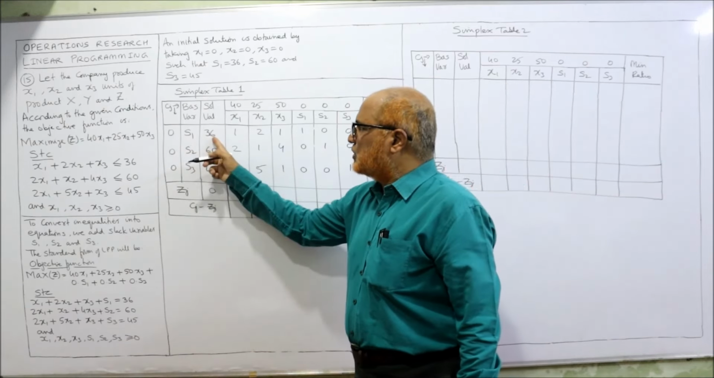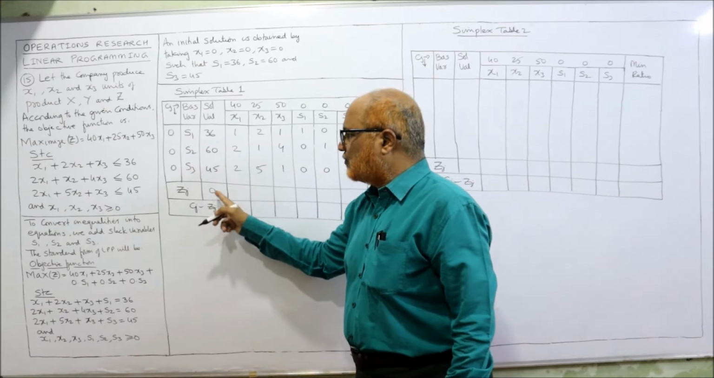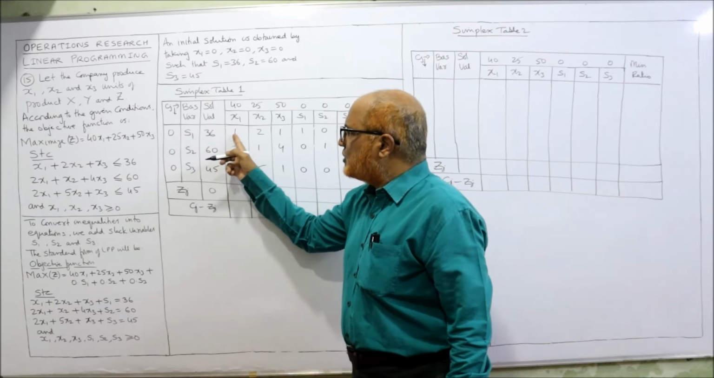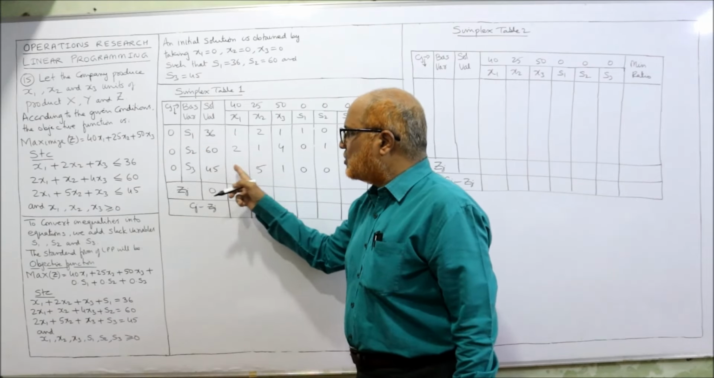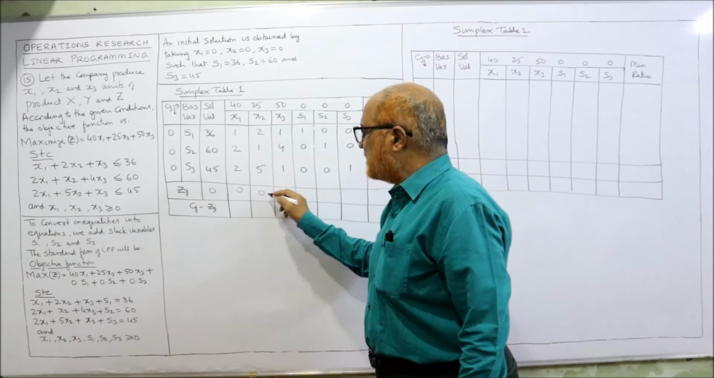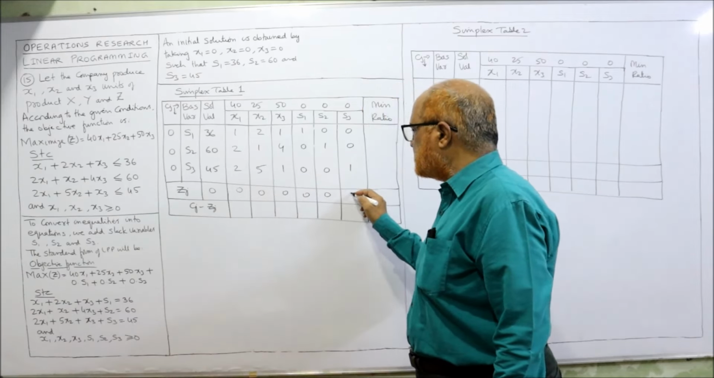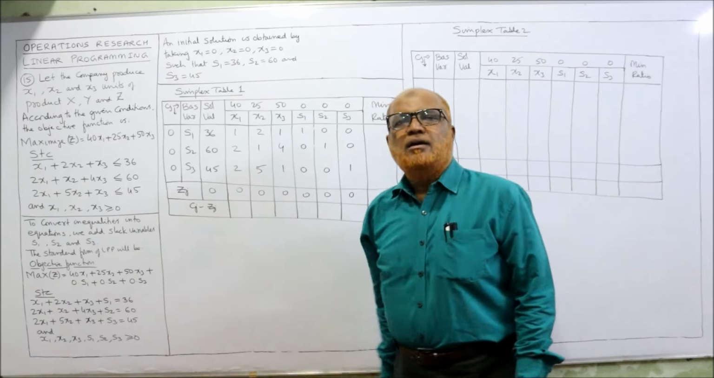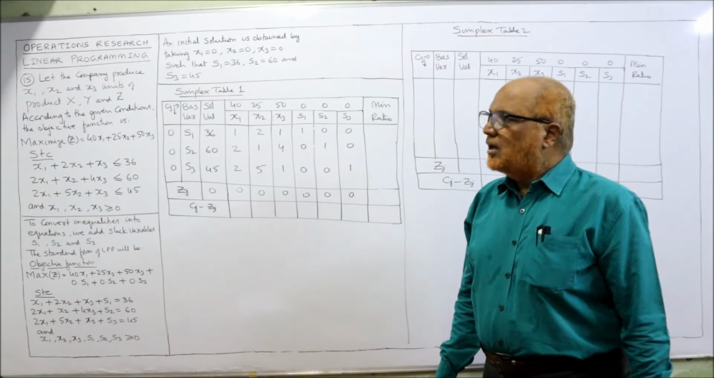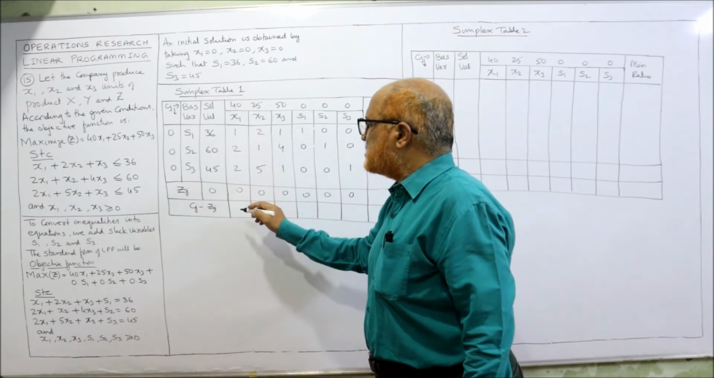Now we have to calculate the Zj values. Already I told you 0 into 36 plus 0 into 60 plus 0 into 45 is 0. Multiply 0 into 1, 0; 0 into 2, 0; 0 into 2, 0. So all Zj values will become zeros because we are multiplying with 0, right? Now Cj minus Zj: 40 minus 0 is 40.